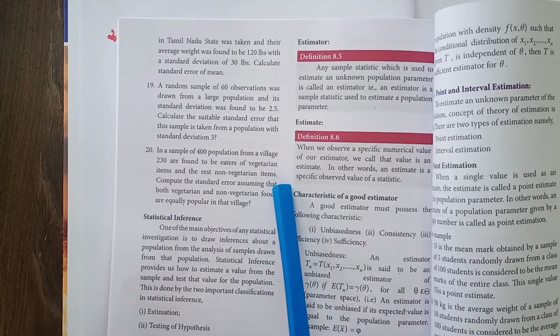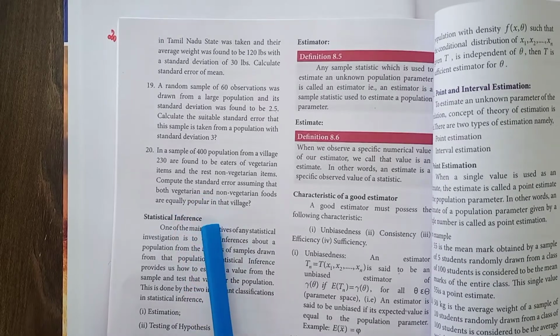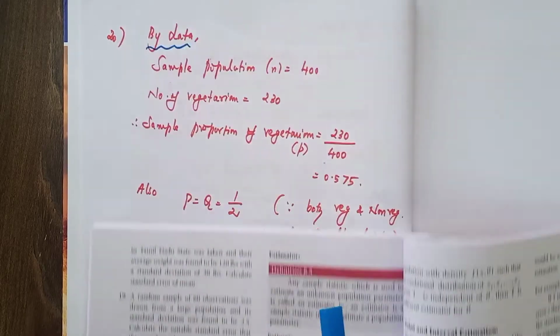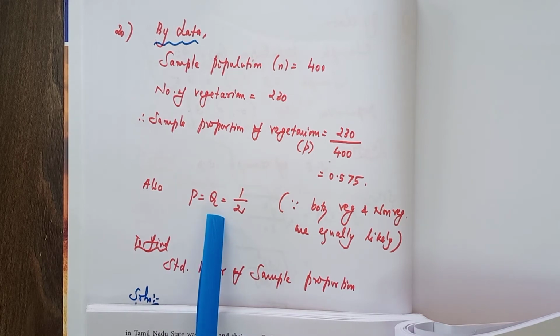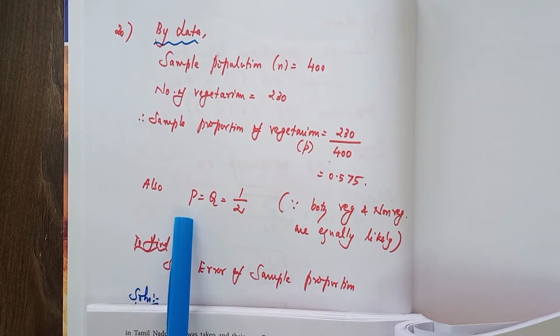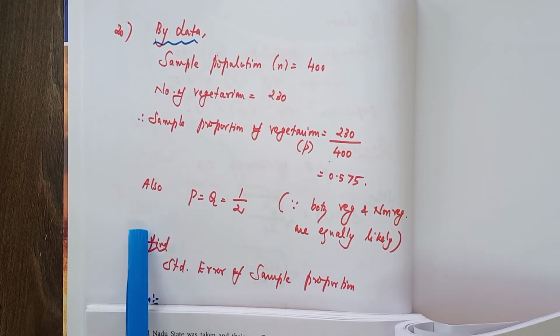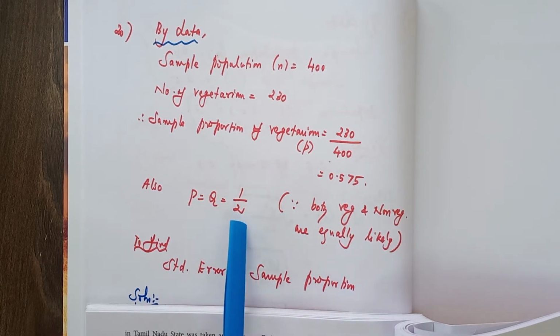And the rest are non-vegetarian items. Compute the standard error assuming that both vegetarian and non-vegetarian foods are equally popular in that village. So both equally likely means equally likely or equally popular. So capital P and capital Q are equal, that means each 1 by 2. Capital P means probability of success, and Q is the probability of failure. Probability of success and probability of failure together are always 1. So equally likely means each half, half plus half is equal to 1.